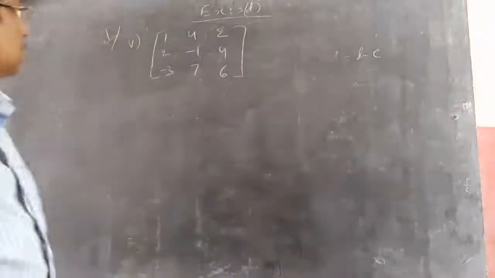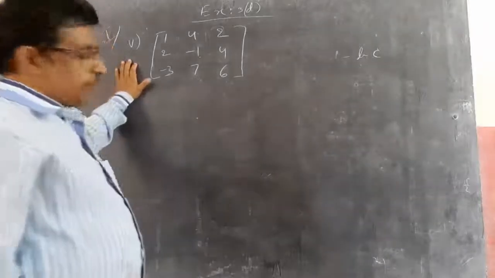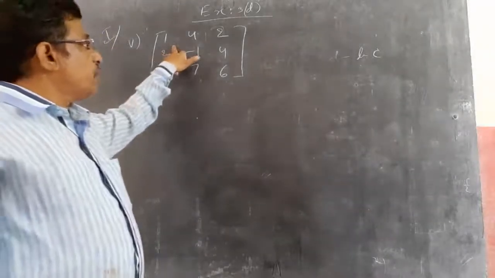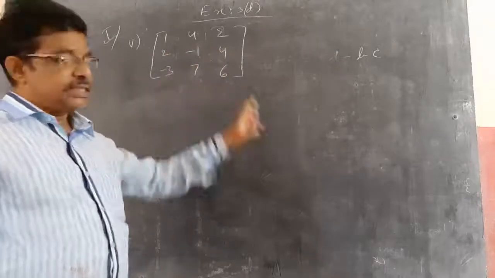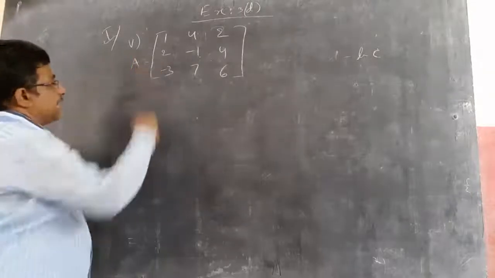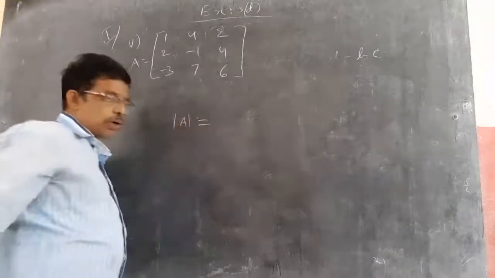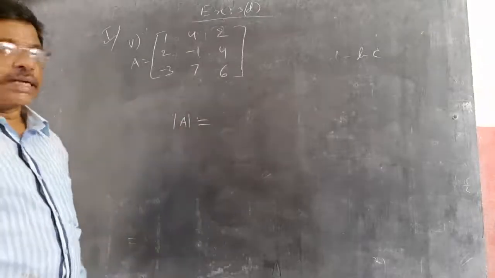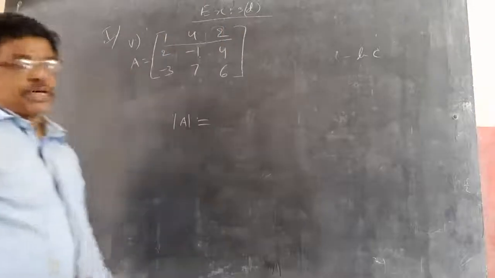Now, next one. Fifth one, first Roman. Same sum. See: 1, 4, 2; 2, minus 1, 4; minus 3, 7, 6. Find the determinant. Means if it is A, he is asking det A equal to how much? So for det A, what did I tell?